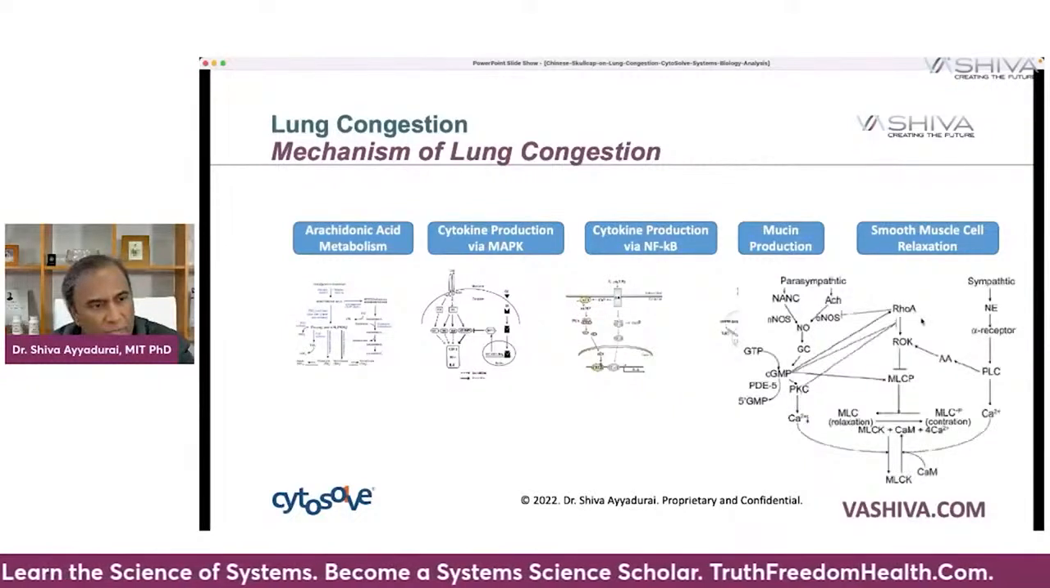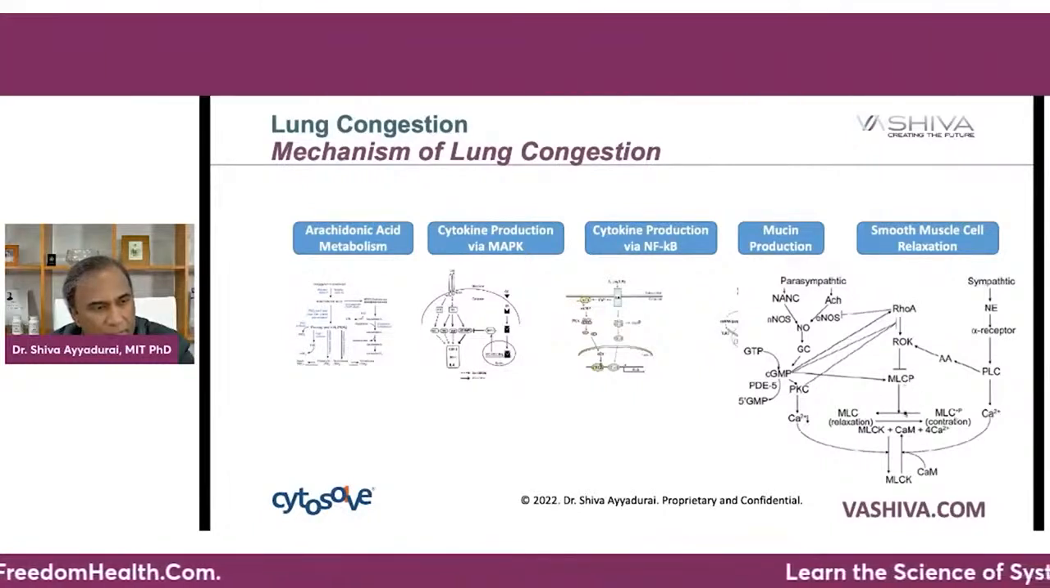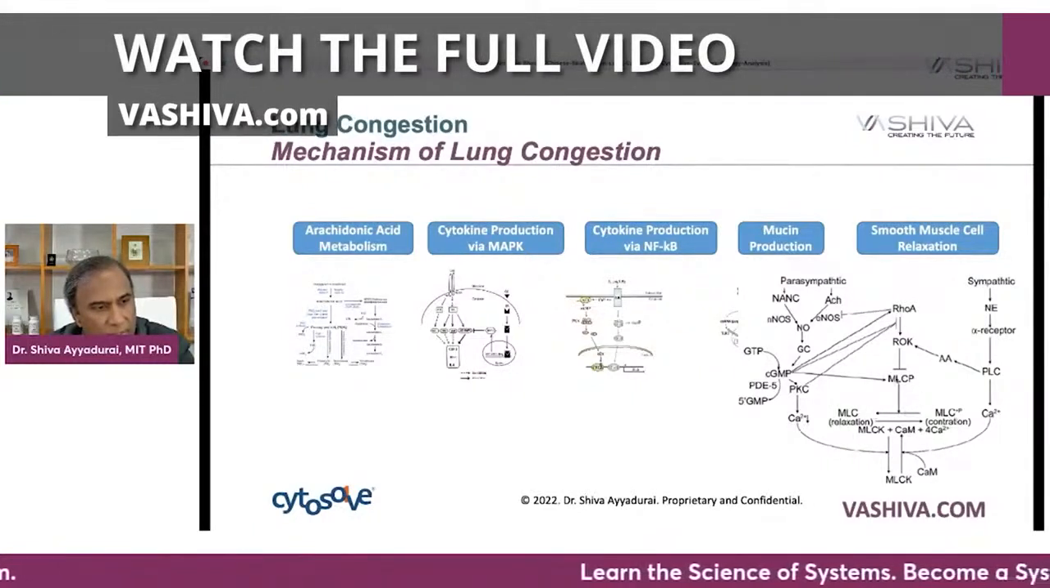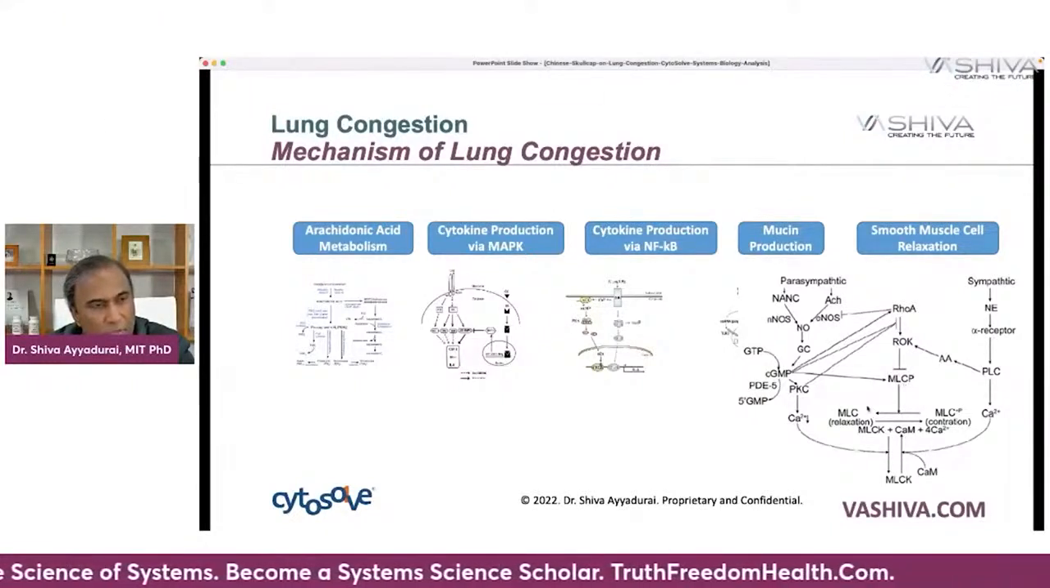And then you have smooth muscle relaxation, when your muscle can either relax or it can contract through MLCP. When MLCP is there, you get relaxation. When MLCP is blocked, you don't get relaxation. Okay, so MLCP is a very, very important chemical that supports relaxation.